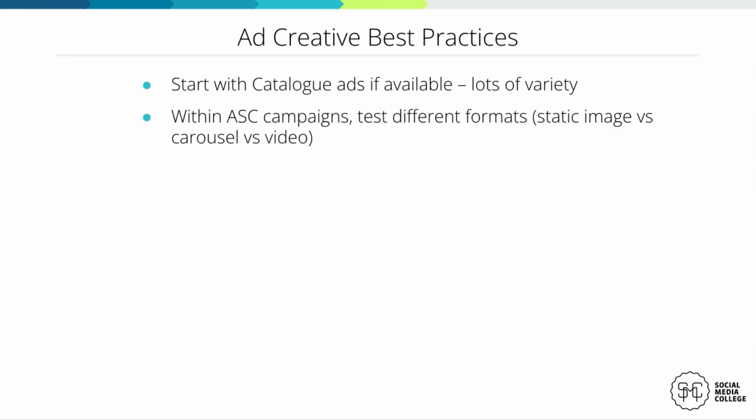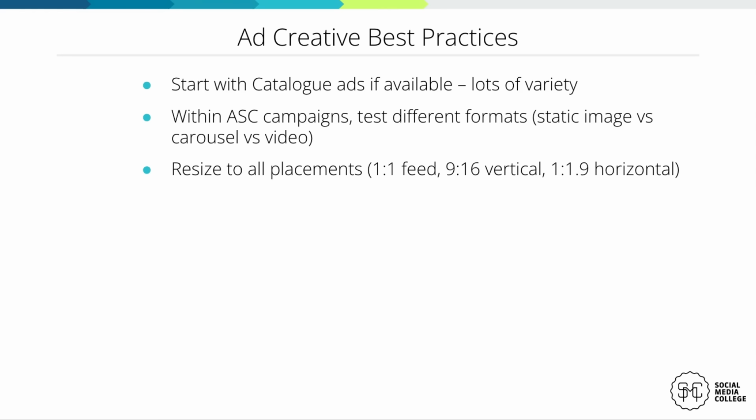If you're not using the catalog ads and you are creating something yourself, make sure you resize all of the images so that it fits each of the different aspect ratios. The ones in the feed, it's generally recommended they're square 1:1, vertical 9:16, and horizontal, which is Marketplace and a few other ad placements, 1:1.9.